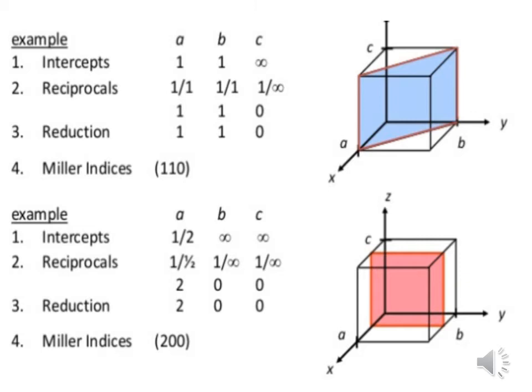For another example, 3 axes X, Y, Z, and 3 intercept points a by 2, infinity b, infinity c. The reciprocals of the 3 intercepts are 1 by 2, 1 by infinity, 1 by infinity. Reduced, these reciprocal values are 2, 0, 0, and the reduction values are found to be 2, 0, 0. Finally, the Miller indices (hkl) plane value is the positive (2 0 0) plane.